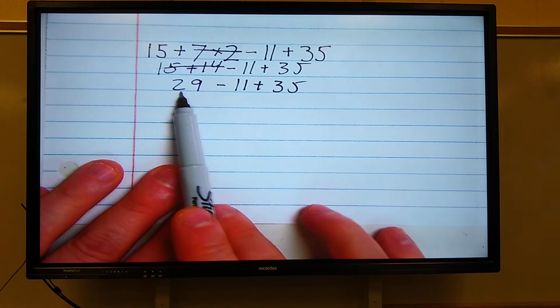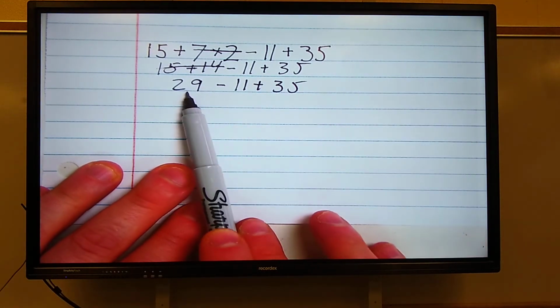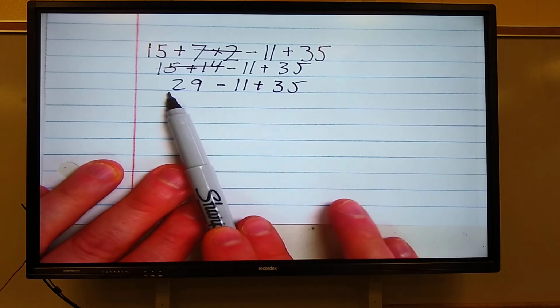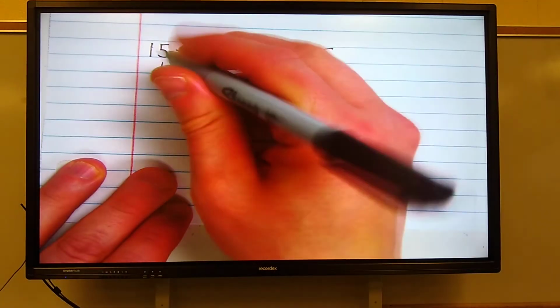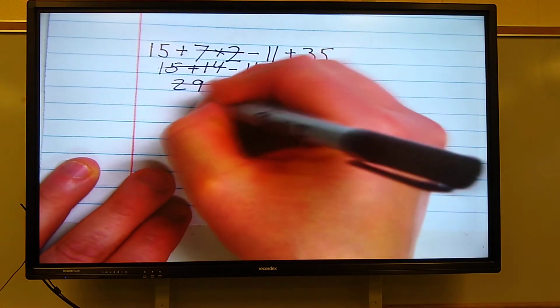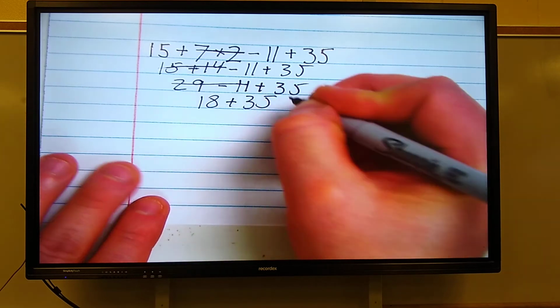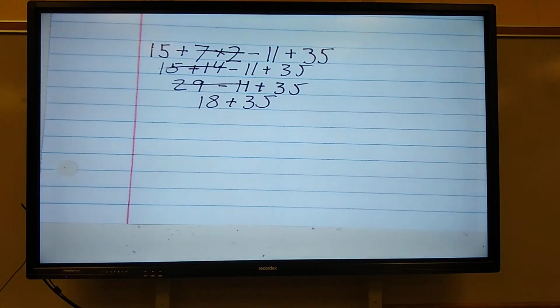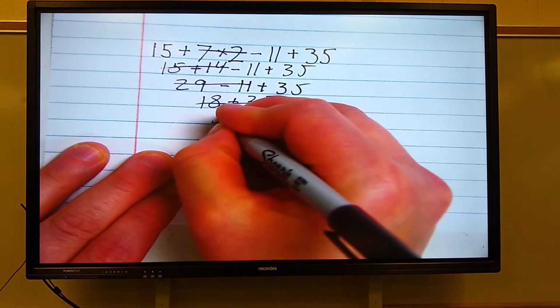Now I got to do this subtraction. Okay, remember, I'm going left to right. So adding and subtracting left to right. So now I must do 29 minus 11, which is 18. Bring down the rest of the problem. And now, of course, there's only one thing left to do, and that is to add 18 plus 35. And my final answer is 53.